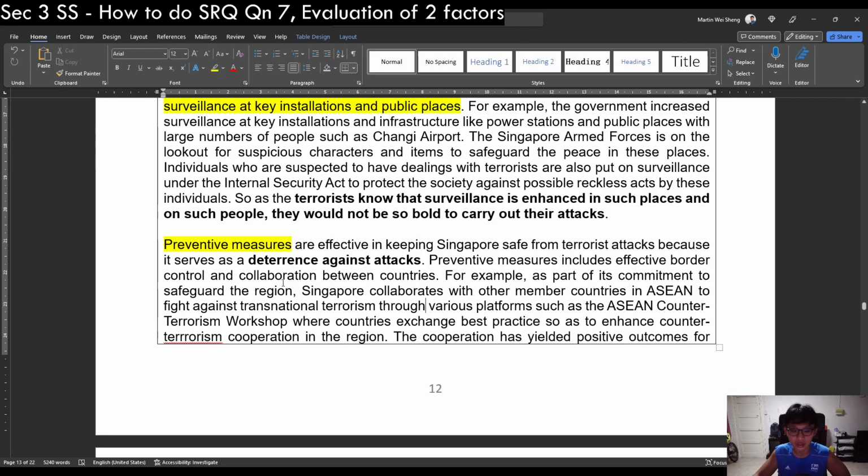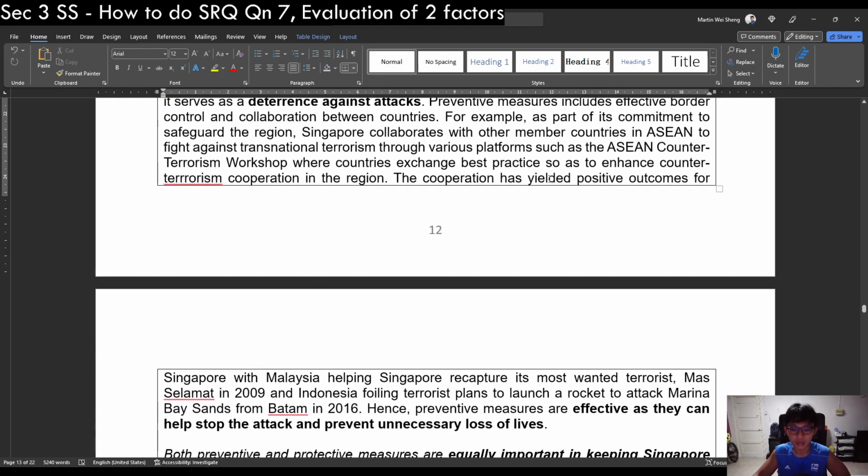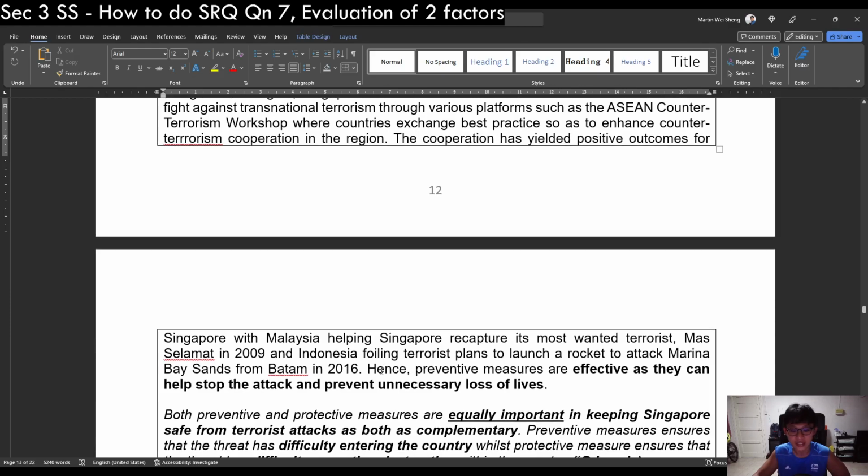So this part on the collaboration with ASEAN is actually your example of what the government does to prevent a terrorist attack. They can do things like exchange best practices so as to enhance counter-terrorism cooperation in the region. The cooperation has yielded positive outcomes for Singapore and Malaysia. So I go on to give an even more concrete example, and then finally I end off by saying, hence, preventive measures are effective as they can help stop the attack and prevent unnecessary loss of life. So I'm linking back to answer the question: how do all these things help to prevent terrorist attack?